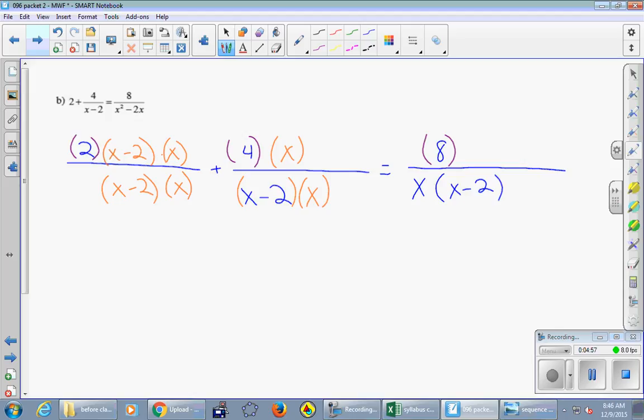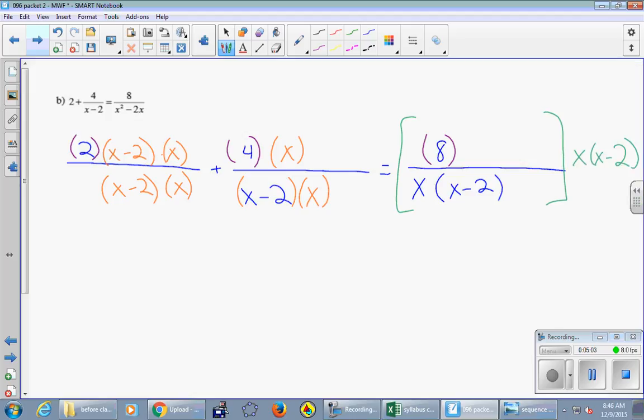We're going to multiply this side by x and x minus 2, the denominator. And we're going to multiply the whole left-hand side. I'm going to try to squeeze it in up here by x, x minus 2. Both sides by the lowest common denominator.